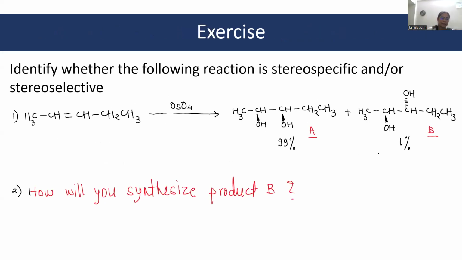Now an exercise: identify whether the following reaction is stereospecific and or stereoselective. Have a look at the reaction. First, decide whether it is stereoselective, because if it is not stereoselective at all, it need not be stereospecific. Now, this reaction chooses one diastereoisomer in 99% over the other. This is a hydroxylation reaction. It chooses one diastereomer over the other, and therefore this is stereoselective.